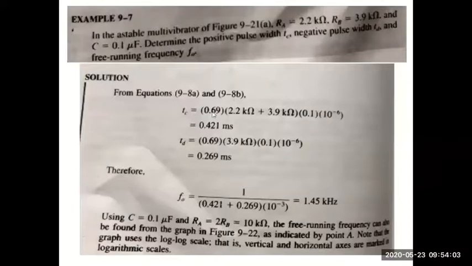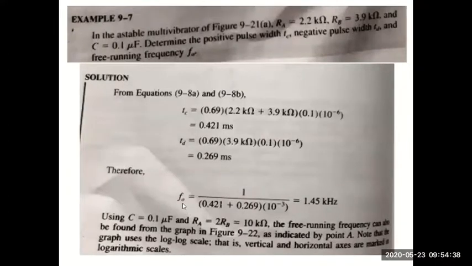So you can see we have the expression. I told you the expression can be, if I am to be exact, it is 0.69 RA plus RB into C for charging time. So I'm substituting the values of RA, RB and C. I'll get TC as 0.421 millisecond. To find TD, the expression is 0.69 RB into C. RB is 3.9K, C is 0.1 micro. So you'll get TD as 0.269 milliseconds.